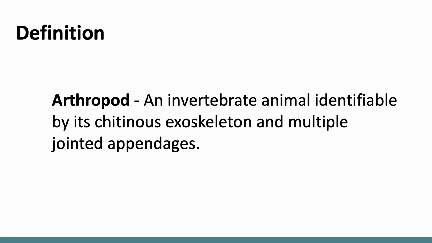So first off, what is an arthropod? An arthropod is an invertebrate animal identifiable by its chitinous exoskeleton and multiple jointed appendages. This is regarded as the largest phylum of the animal kingdom, and there are multiple subphyla, including Chelicerata, Tracheata, and others. Today we'll primarily discuss the subphyla containing spiders, scorpions, and ticks, and arachnids like those, and then also we'll talk about insects and myriapods.